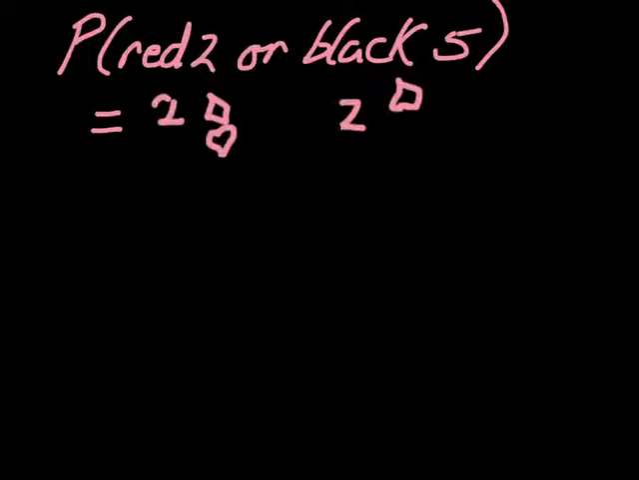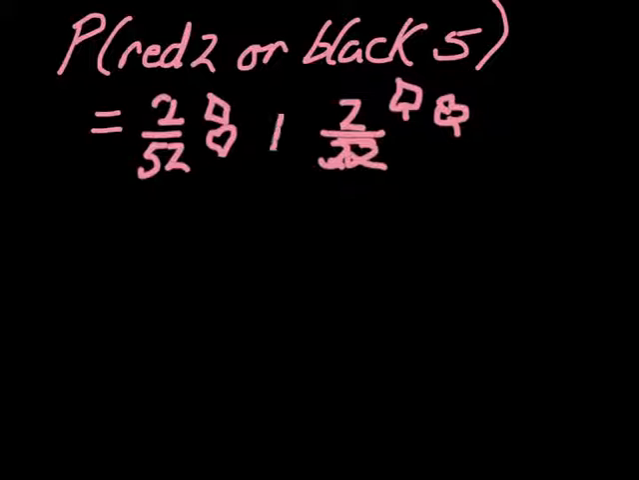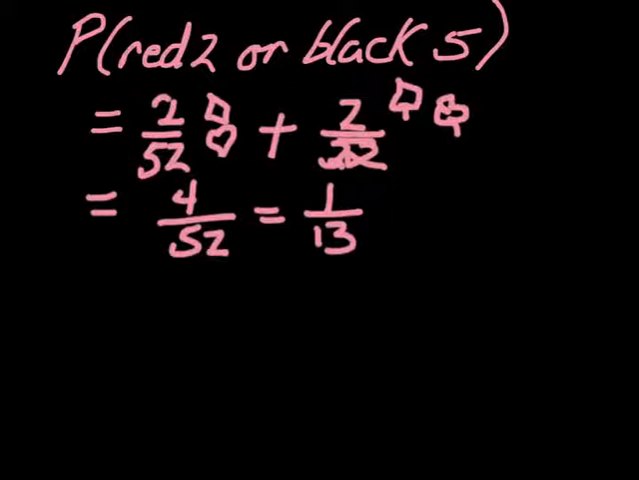A spade and a club. And so there are 2 of those as well, so the probability of a red 2 is 2 out of 52. Black 5 is 2 out of 52. And so you add those together since they're mutually exclusive and get 4 out of 52, which reduces to 1 out of 13, which you can turn to a decimal.